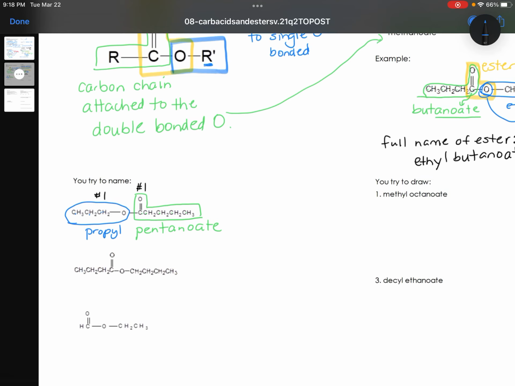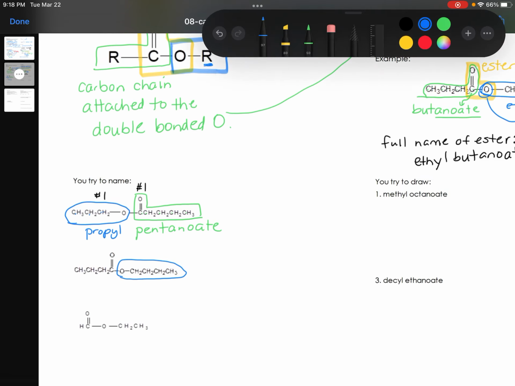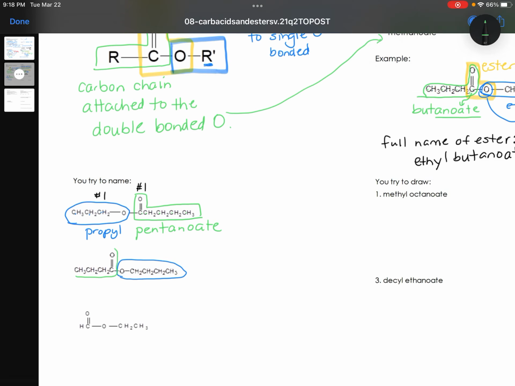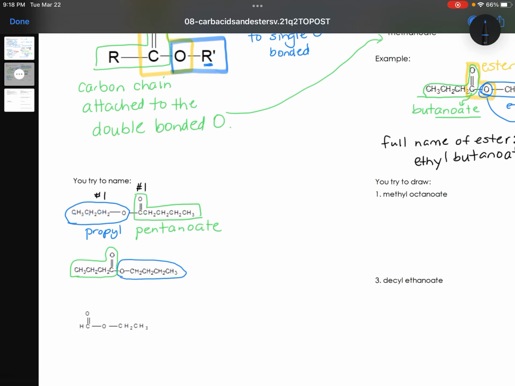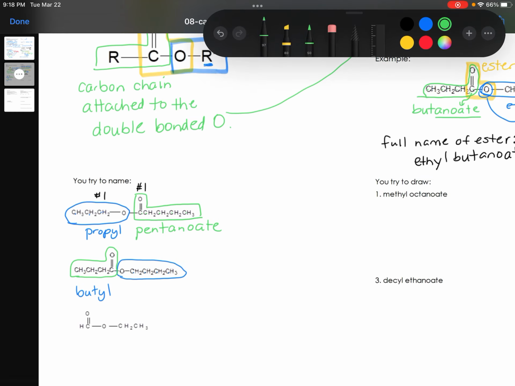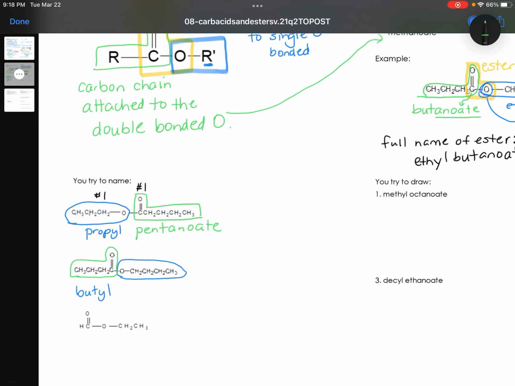Okay, so the second example here is actually now been switched. So the chain connected to the single O is on the right-hand side. So that does not matter. It's more about what's connected to the single O and what's connected to the double O. So how many carbons are connected to the single O? 1, 2, 3, 4, which is butyl. And then 1, 2, 3, 4, butanoate.